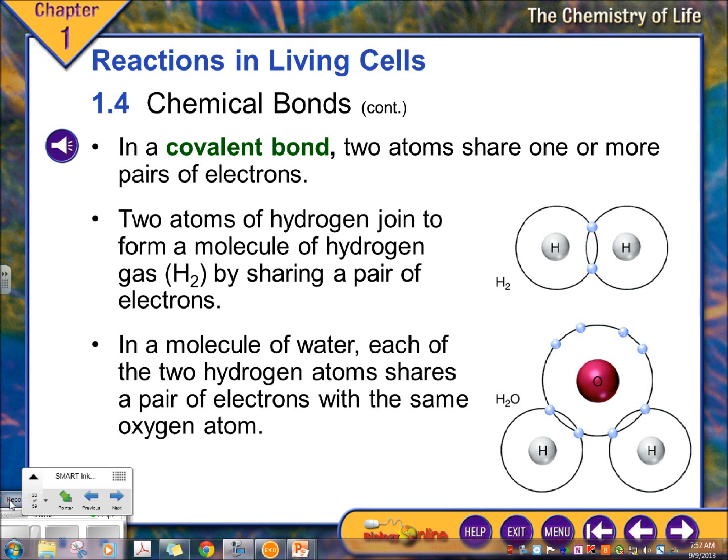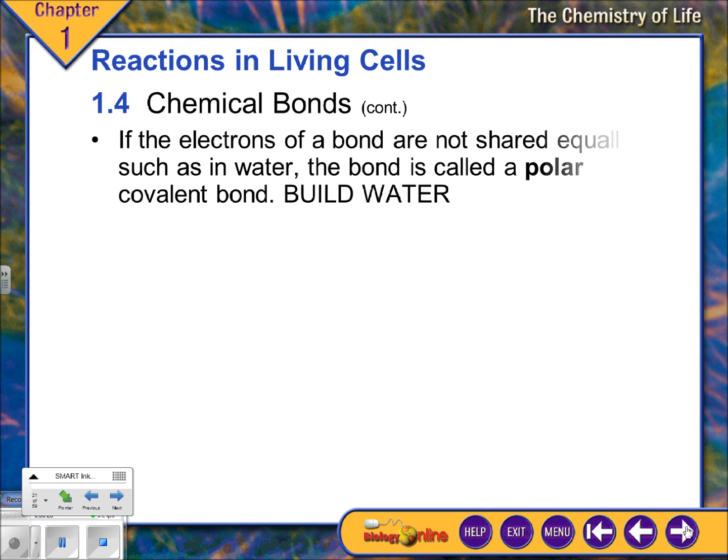Okay, so you guys, for this part of the lecture, remember, I showed you this slide on the covalent bonds. There's a quick peek of your water right there. There's hydrogen gas. And what kind of bonds are those? Covalent. And what are they doing with their electrons? Sharing. Good. If the electrons of a bond are not shared equally, such as in water, the bond is called a polar covalent bond, and the molecule is also known as a polar molecule.